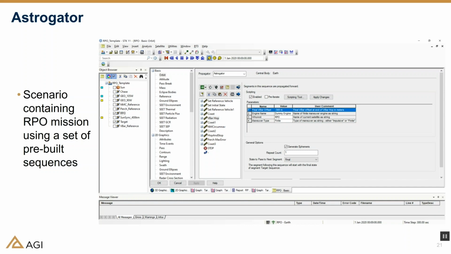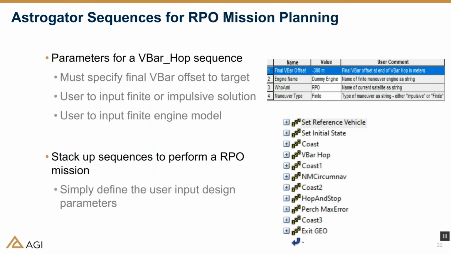Here is a scenario, an RPO template, if you will. What it does is build up a mission from the RPO satellite relative to the target. So, for example, in this one, you can see we're going to rendezvous, we're going to hop, perform a circumnav, then we're going to hop to an inspection point where we're going to perch, and then we're going to coast and leave the scene. Let's take a look a little closer at one of the V-bar hop sequences that was in there.